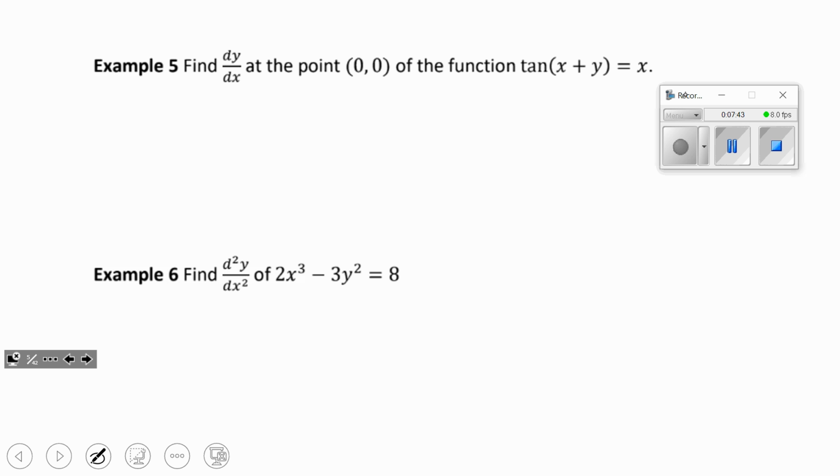The derivative of tangent is secant squared. So I'm going to write secant squared, and I'm going to leave x + y alone. Now I have to say times the derivative of the inside thing. The derivative of x is 1. The derivative of y is dy/dx.